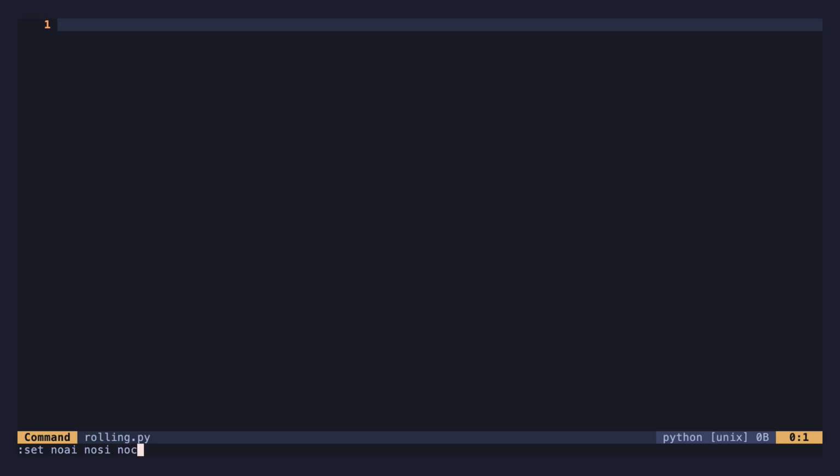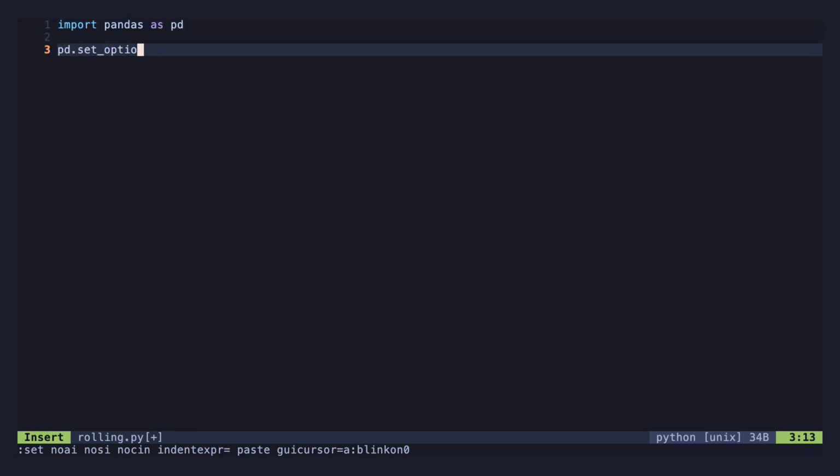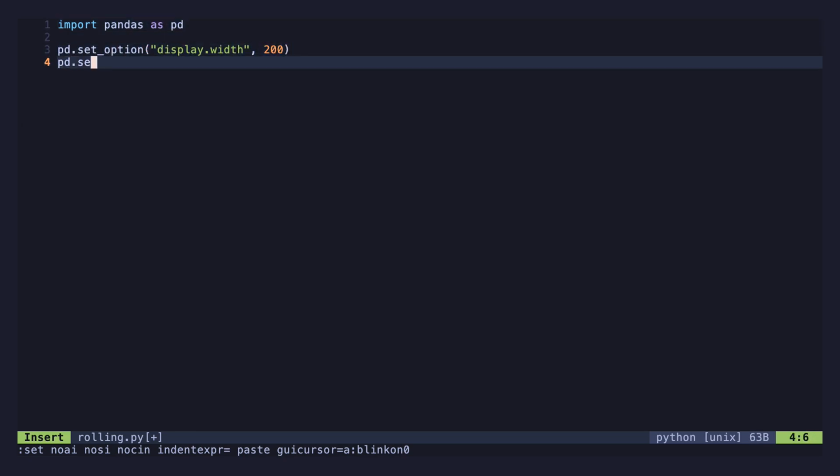Open nvim. Display width. Max columns. Float format. Read parquet. Filter to Apple. Set date as the index. And a return column from pct_change.